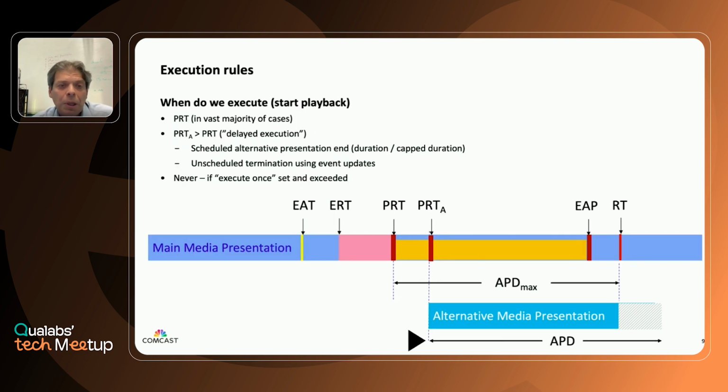Where do we start playback? It's kind of interesting. First of all, we start at the PRT presentation time, and this is happening in most cases. We can start a little bit later. It's called delayed execution. We can start there either because we joined late, or because we had a previous event that had overlap in time, and it only had a time PRTA, not a time PRT. And then there is an option of never to execute it, which I kind of like because I hate ads.